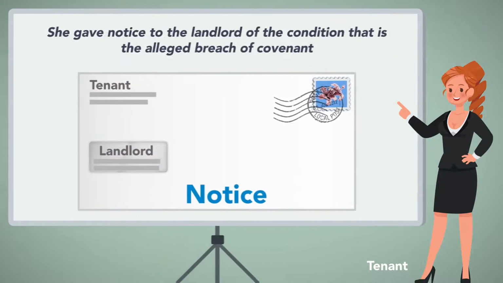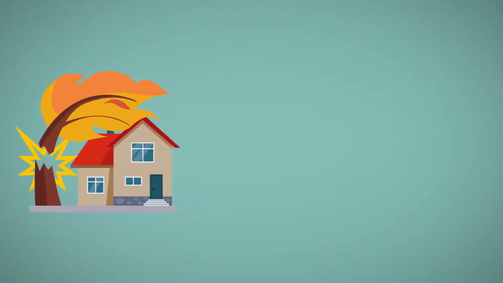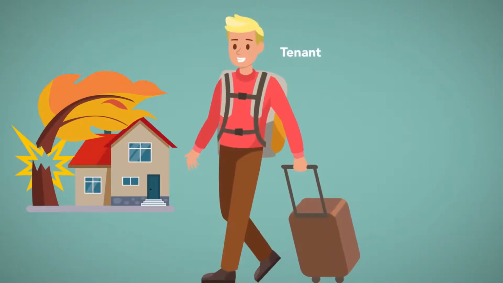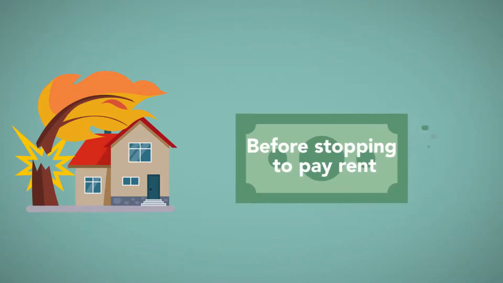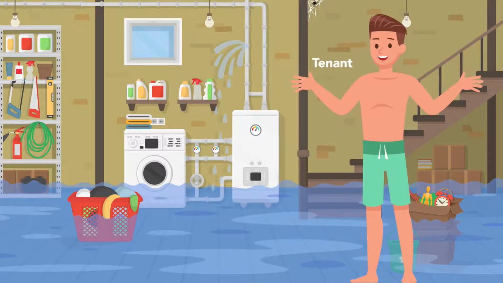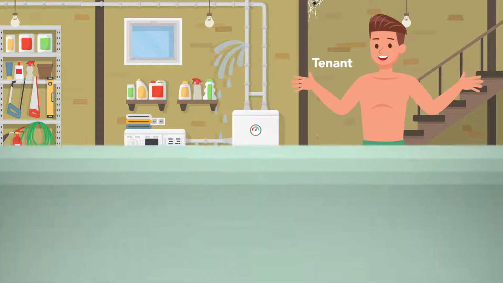The tenant must also show that she gave notice to the landlord of the condition that is the alleged breach of covenant. In addition to showing substantial interference, most jurisdictions require that a tenant who claims constructive eviction must vacate the premises within a reasonable time before stopping to pay rent. As long as the tenant remains on the property, regardless of the conditions, the rent obligation continues.